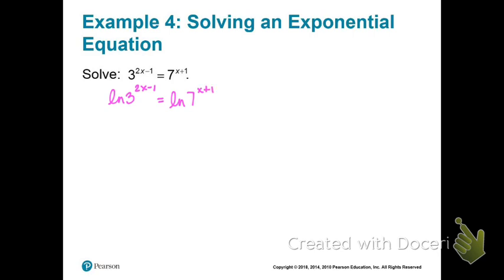And then both of these have x in the exponent. So I'm going to use that power rule. Now be careful, because that 2x minus 1 is in the exponent together. Let's keep it together here. And the same thing over here. We're going to use the power rule to put it in front of its log, but it's together in the exponent, so keep it together in parentheses.